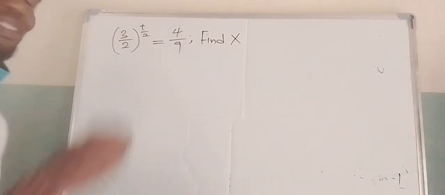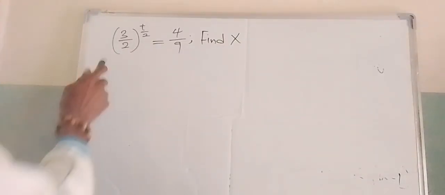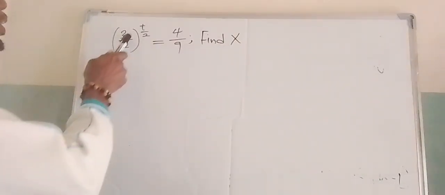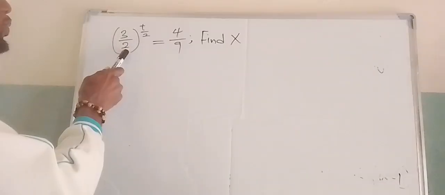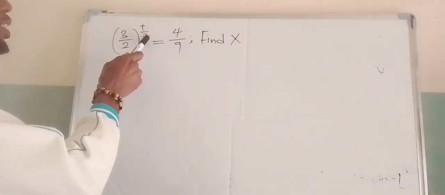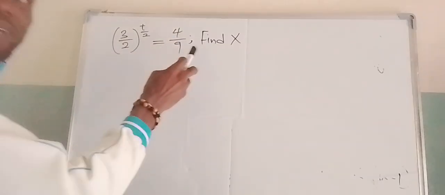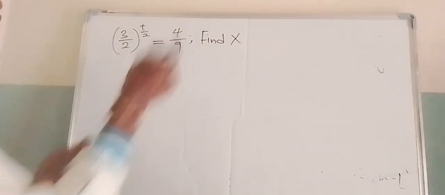Hi, let's play with this exponential equation. We're given (3/2) raised to the power x/2 equals 4/9, and we are asked to find the value of x.